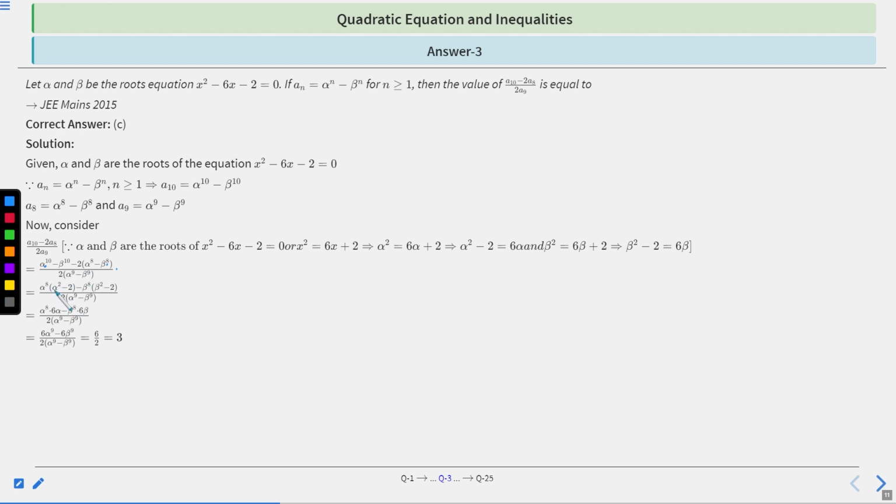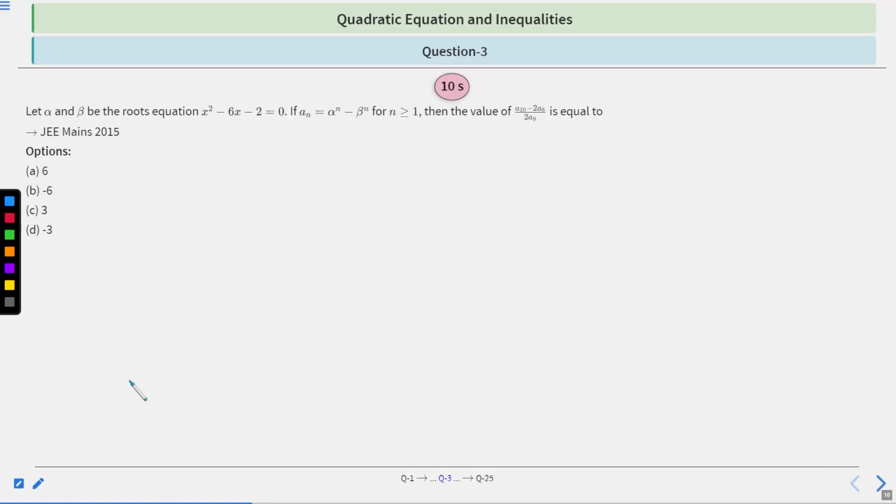So we are left with alpha square minus 2 minus, let's take common beta to the power 8, then we are left with beta square minus 2. After solving and adjusting this, we get 6 times alpha to the power 9 minus 6 times beta to the power n upon 2 times alpha to the power n minus beta to the power n. Now alpha to the power n minus beta to the power n will be cancelled out. So we are left with 6 upon 2 and the answer is 3. So I think option C is the right choice.